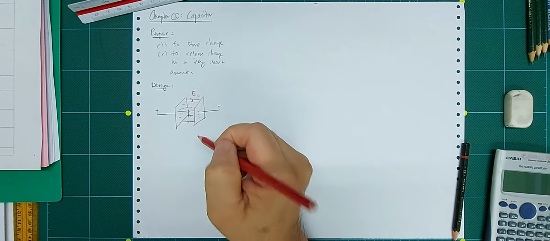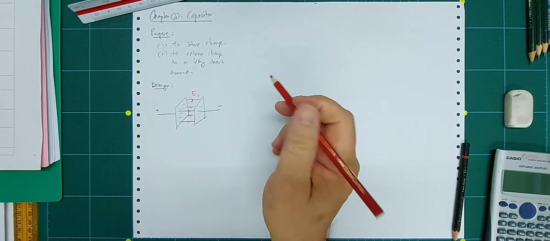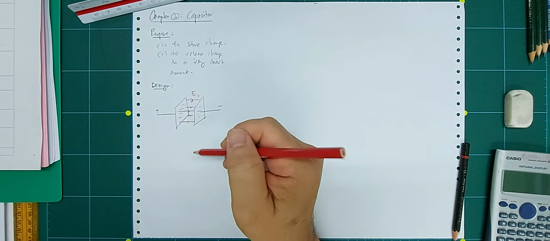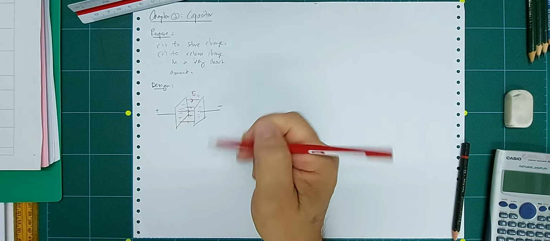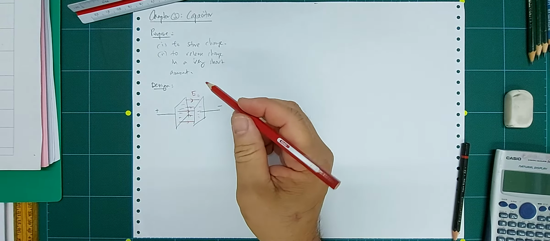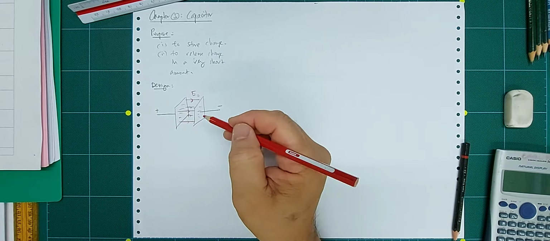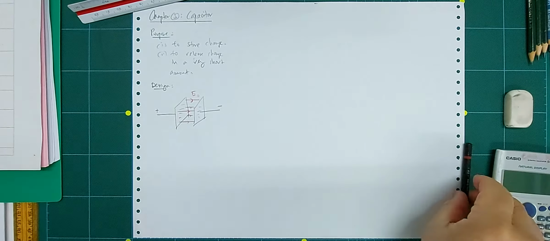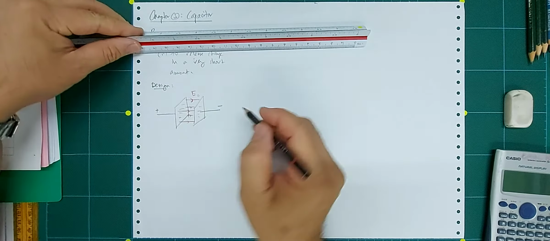So during discharging, it can do work. If you connect it to a resistor, it can produce heat. If you connect to an LED, it can actually light up, so it converts to light. If you connect to a buzzer or speaker, it can produce sound. So it actually is analogous to the function of a battery. Okay, so that is the design of the capacitor.